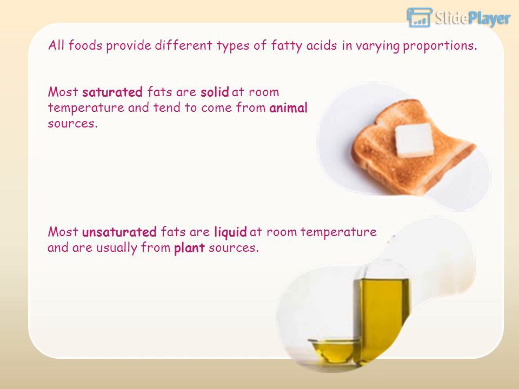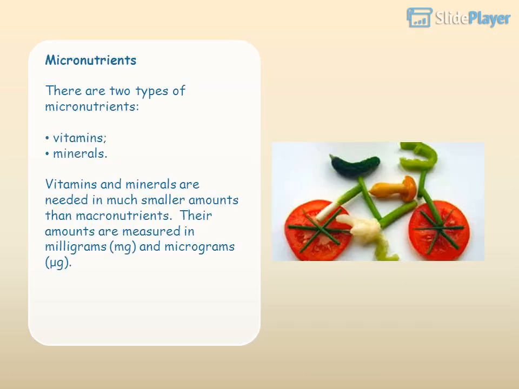Most saturated fats are solid at room temperature and tend to come from animal sources. Most unsaturated fats are liquid at room temperature, and are usually from plant sources. Micronutrients. There are two types of micronutrients: vitamins and minerals. Vitamins and minerals are needed in much smaller amounts than macronutrients. Their amounts are measured in milligrams, mg, and micrograms, µg.